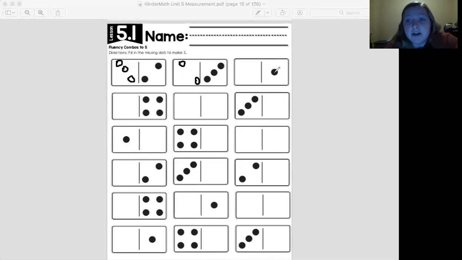Okay, we have just 1, 2, 3, 4, and 5. Now let's check our answers and make sure we have 5 all together. Ready? 1, 2, 3, 4, 5. Okay, so for the rest of the page, my friends, you are going to make sure every domino only has 5 dots on it, okay? So you're going to make sure every domino only has 5 dots on it, all right?